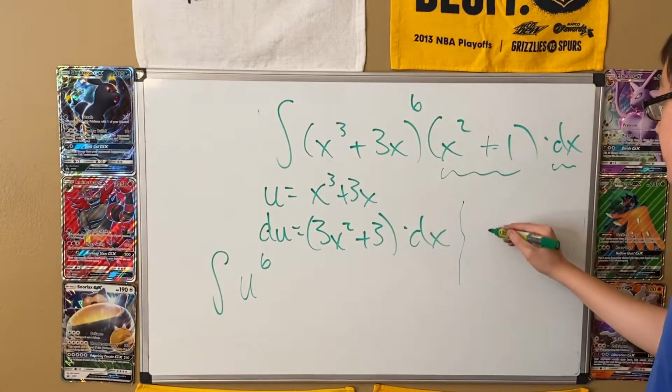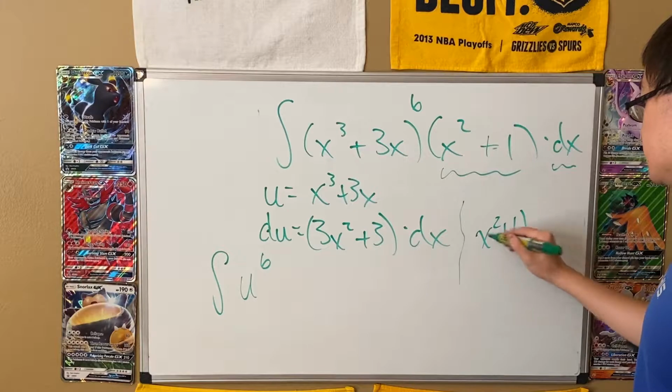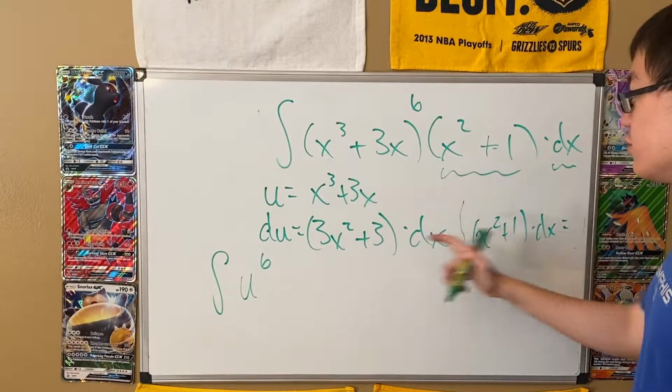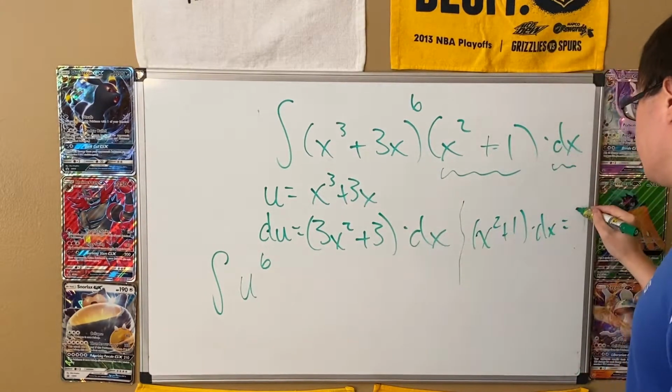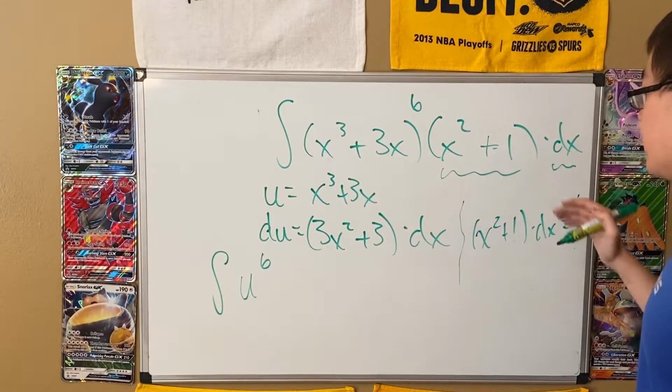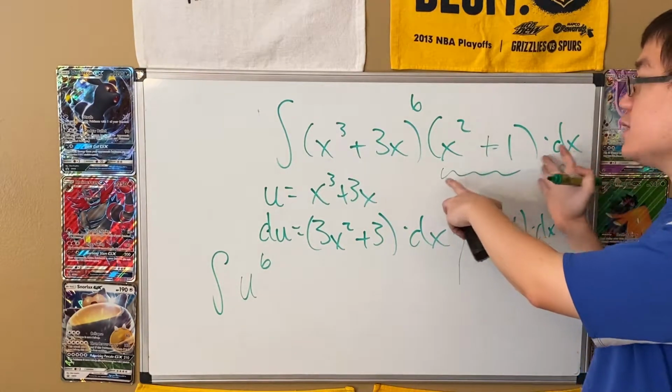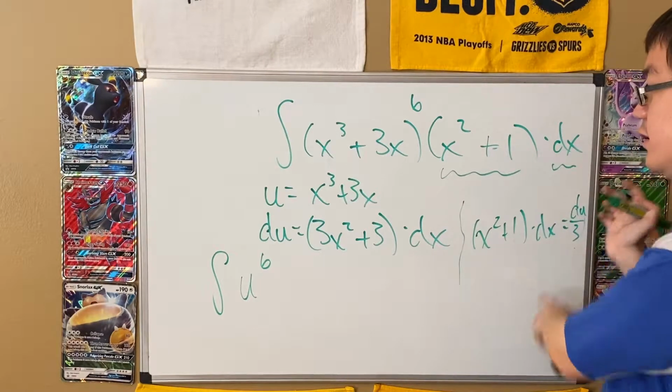I like to write out this step, x squared plus 1 times dx. What is that equal to? Again, I'm dividing by 3, du over 3. So what I'm going to be able to do is replace all of these x's with du over 3.